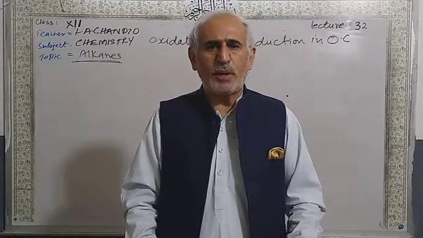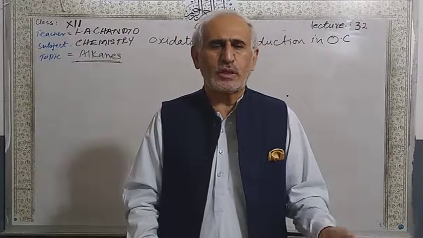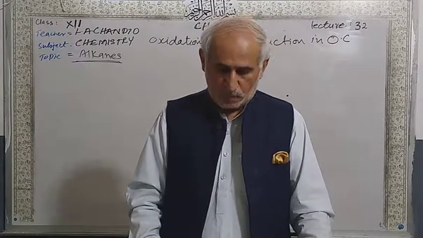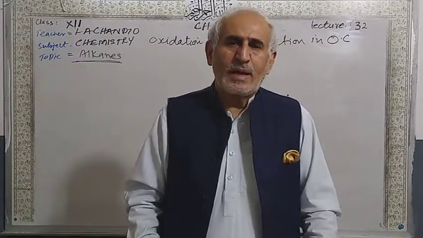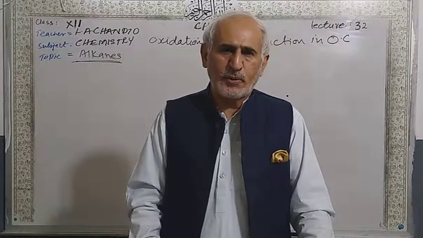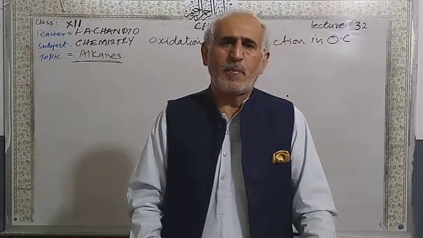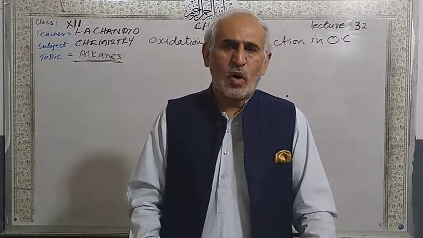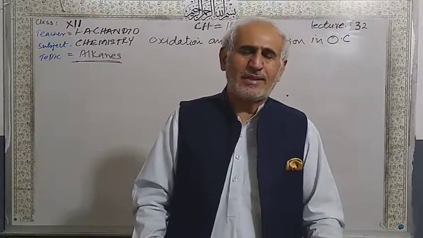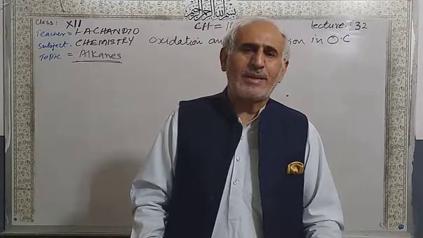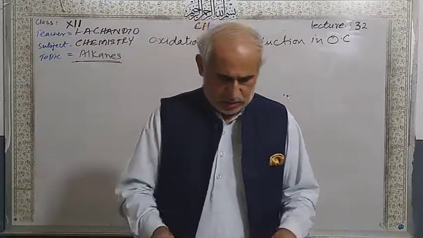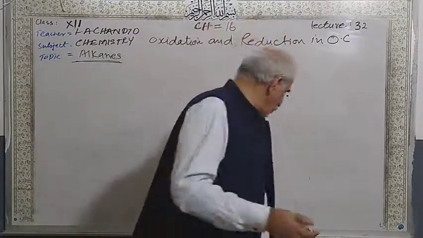An increase in oxidation number, 1 to 2 to 3, is also called oxidation, as is loss of electrons. Reduction is addition of hydrogen. Removal of oxygen is also called reduction, and gain of electrons, a decrease in oxidation number, is called reduction. You did this in the lower grades, where we use these methods for oxidation and reduction.